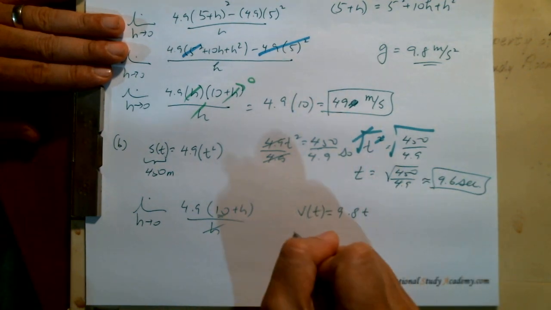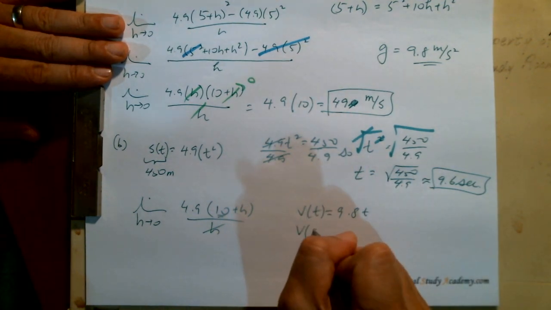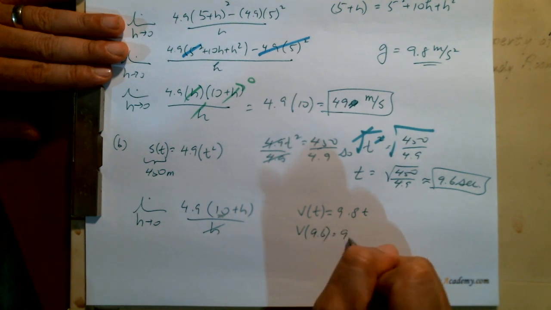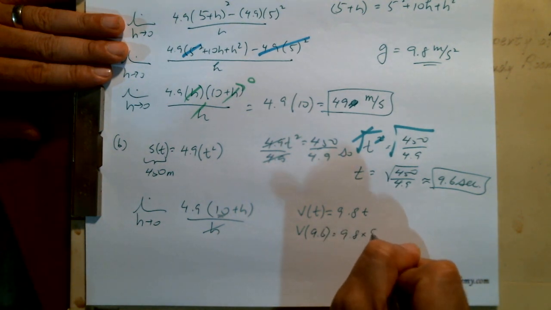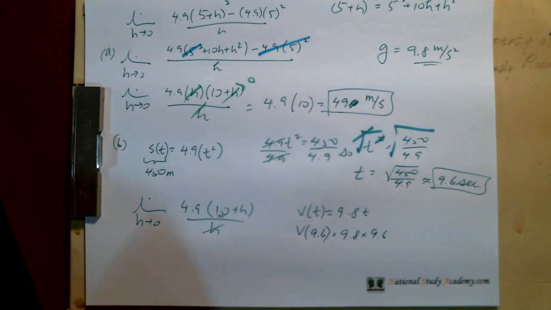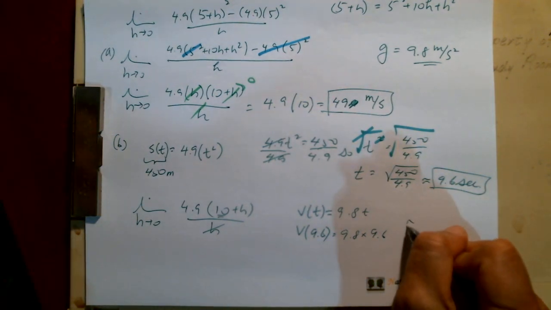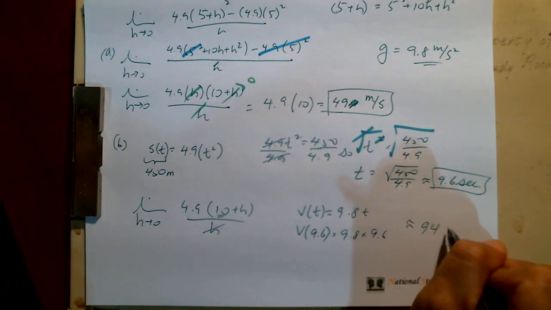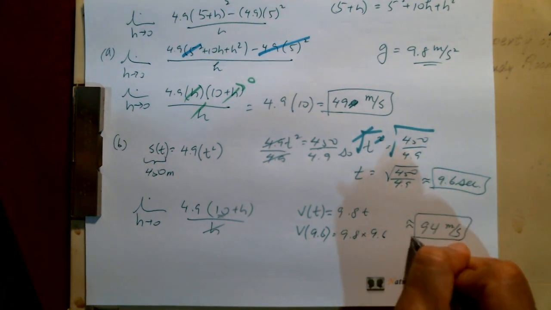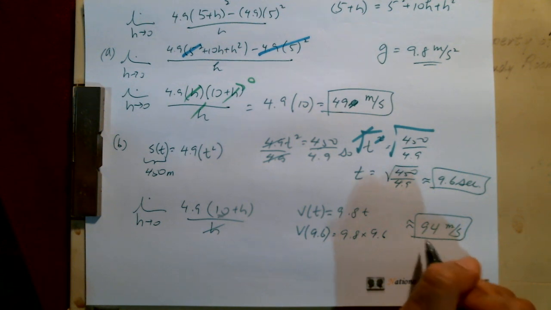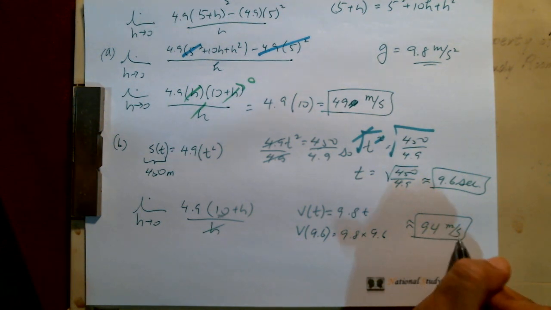And so you end up with velocity at 9.6 is equal to 9.8 times 9.6. Let me calculate that. 9.8 times 9.6, you end up with 94.08, approximately 94 meters per second. That's very fast, extremely fast. 94 meters every second.